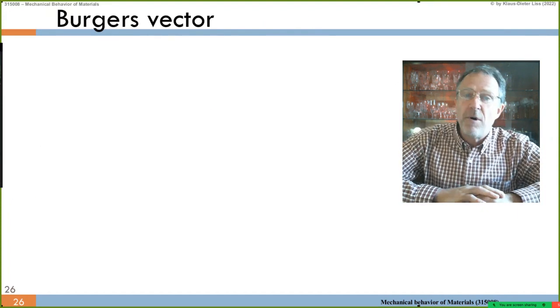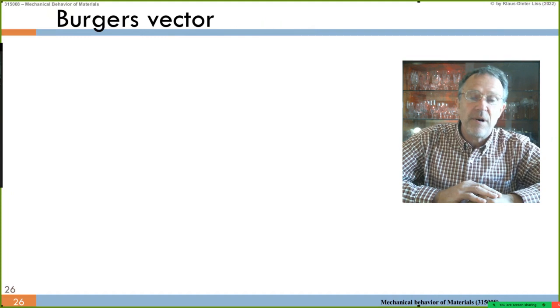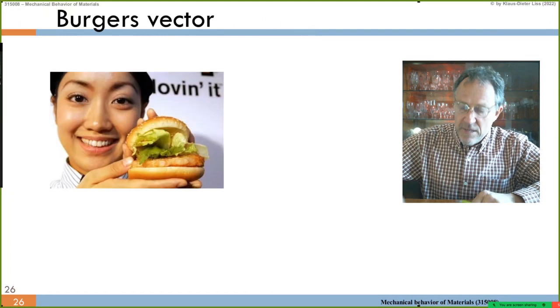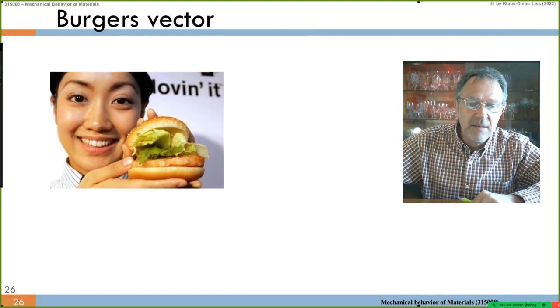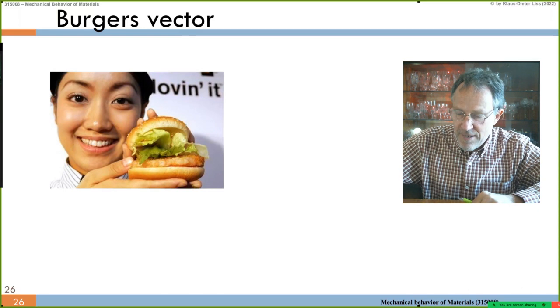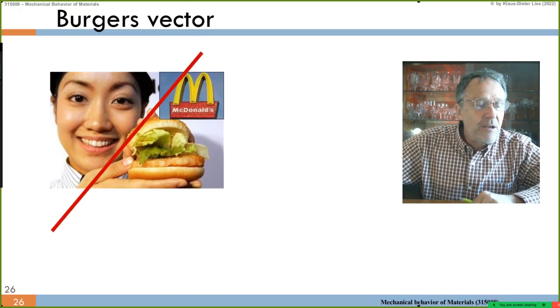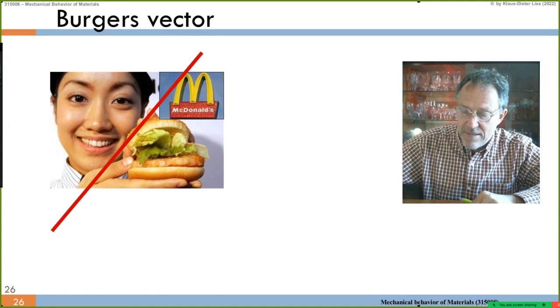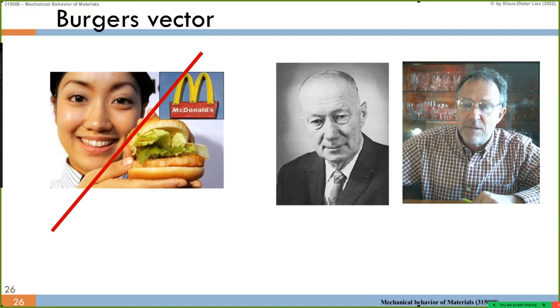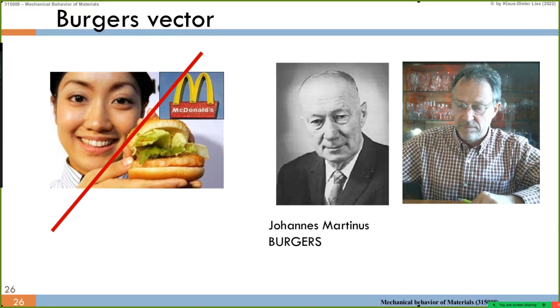So, what is the Burgers vector? Just to the vocabulary. Burgers vector, is it this?